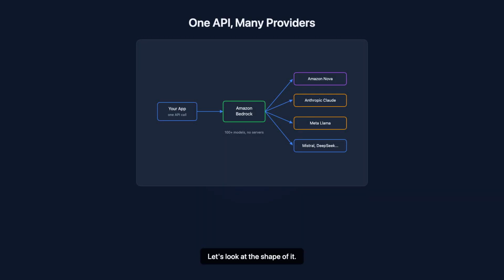Let's look at the shape of it. On the left, your application makes a single API call. That call goes to Amazon Bedrock in the middle. And from there, Bedrock fans out to more than 100 foundation models. Amazon's own Nova family, Anthropic's Claude, Meta's Llama, then Mistral, DeepSeek, and others. The important thing is that switching models is a change to one field in your request, not a new integration and a new vendor contract. One door, many models, and no servers of your own anywhere in that picture.